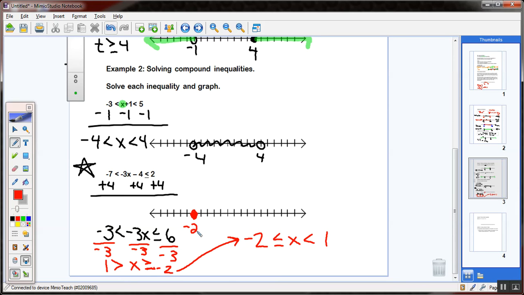-2 shall lie here. Open or closed on 1? And where are you shading, kids? That's interval form, so in between. Perfect. Give me a show of hands. How many are kind of on with me right now? How many know where we're at? Know what we're doing? Awesome.